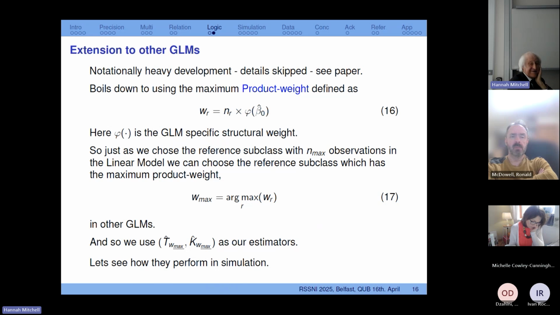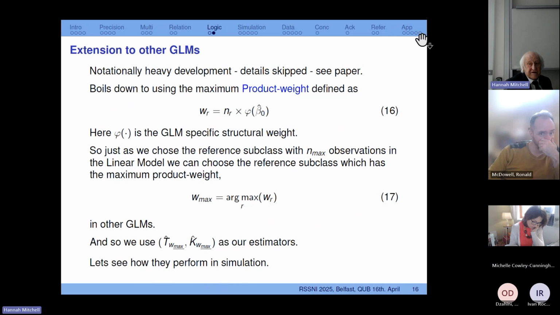Now, this is very heavy, mainly notationally, but not in ideas. So I'm skipping the details that are in the paper. But what it boils down to is, instead of using the subclass with the maximum numbers in that subclass in our framework, don't do that. Instead, use the maximum weight, and it's the product weight. So it's certainly based on the observations, but it's the observations times this weight. This var phi is the structural weight from the GLM.